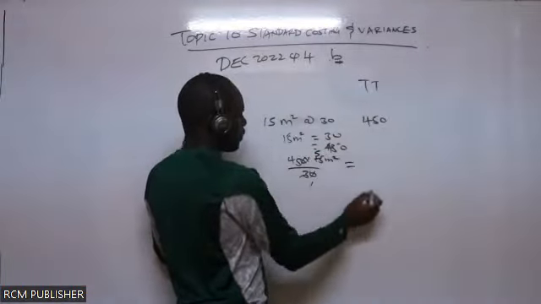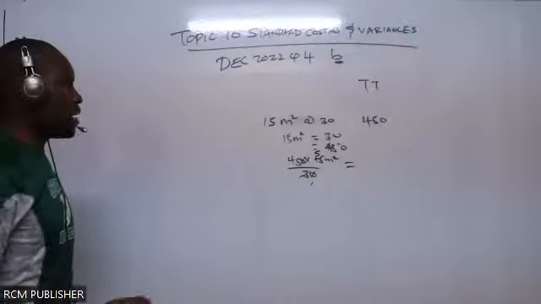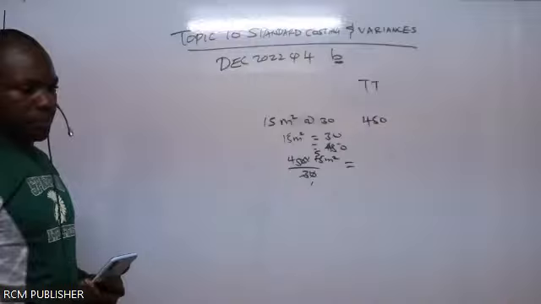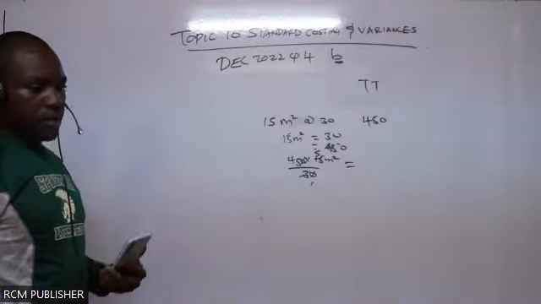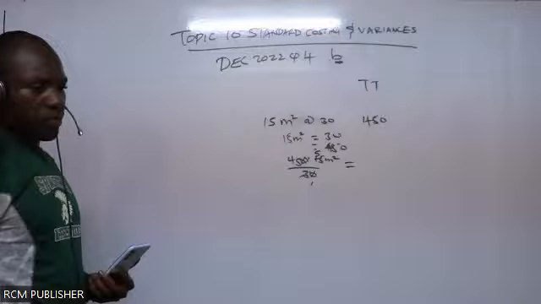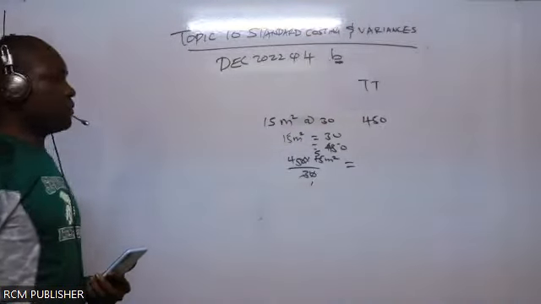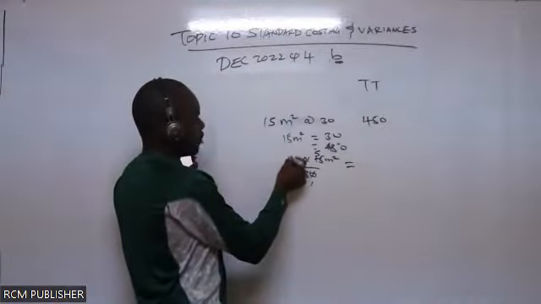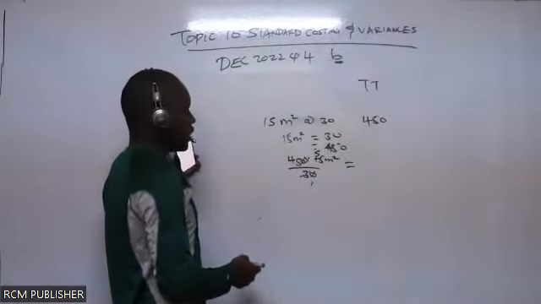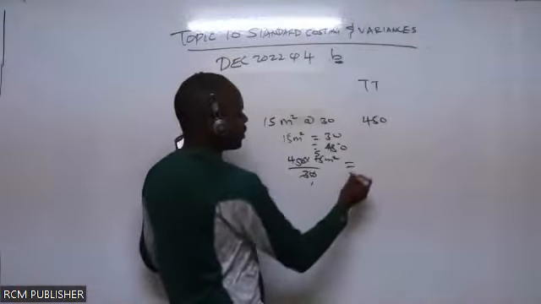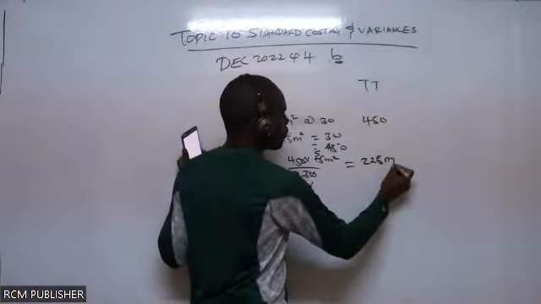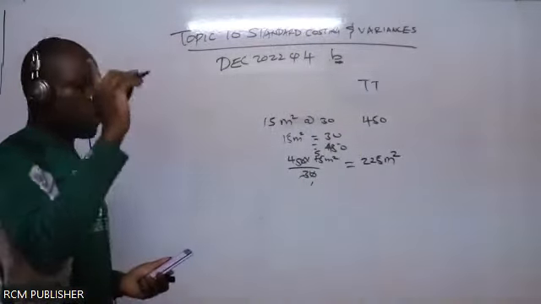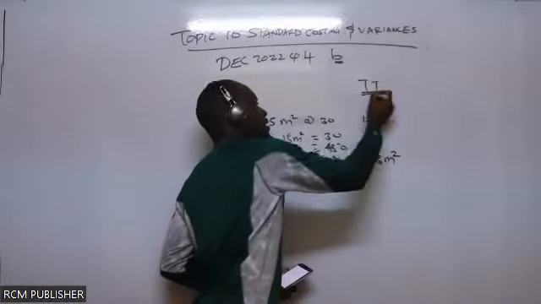So 45 by 5, what am I going to have? Is it 135? 45 by 5. Okay, by 2 is 90, by 4 is 180. Good, 225 square meters. That is the raw material that we need to produce one finished product of TT.